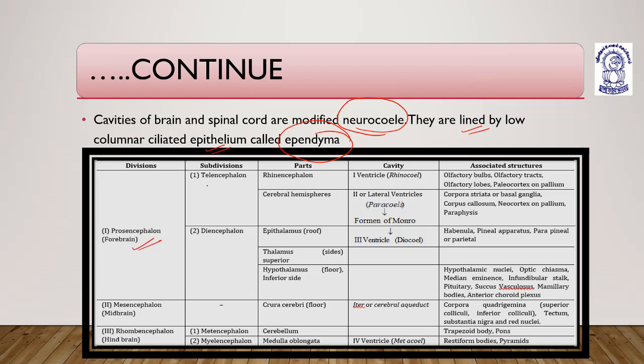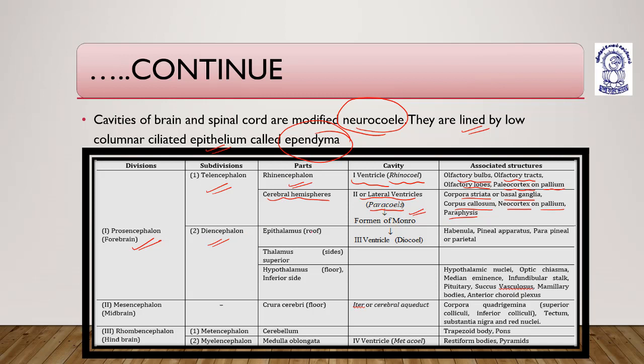Prosencephalon, forebrain. Subdivisions: telencephalon, parts rhinencephalon, cavity first ventricle, rhinocele, associated structures olfactory bulbs, olfactory tracts, olfactory lobes, paleocortex or pallium. Cerebral hemisphere, second or lateral ventricle, paroceles, which connect through foramen of Monro. Corpora striata or basal ganglia, corpus callosum, neocortex or pallium or paraphysis.